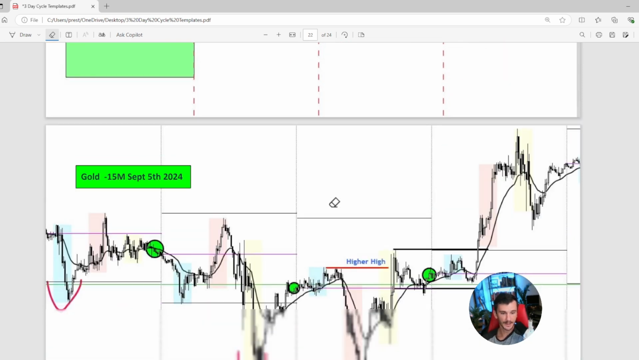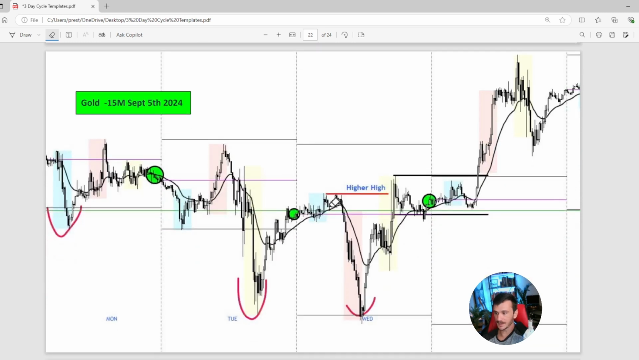Okay, let's come down, see if we can't find us an example. Now, the example that I have, I've been talking about all these examples in the long direction. The example I have is in the short direction. Well, it is the long direction, but the other examples I had were in the short direction. This is more for the long example. All right, so this is gold. 15-minute chart, September 5th, 2024.